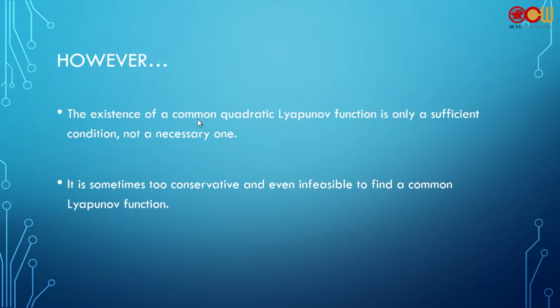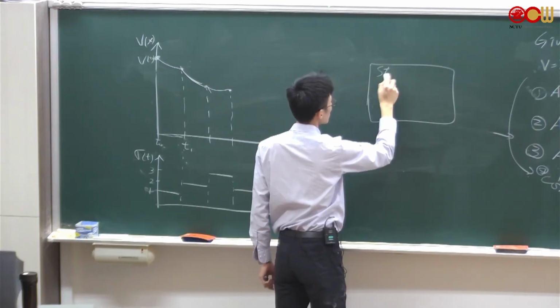The existence of a common Lyapunov function is only a sufficient condition, but not a necessary one. Which means that if you can find a common Lyapunov function, that will be great. It guarantees the system will be stable. But if you cannot find one, that doesn't mean the system is unstable. Sometimes it's too conservative and even infeasible to find a common Lyapunov function, and it doesn't imply the system is unstable.